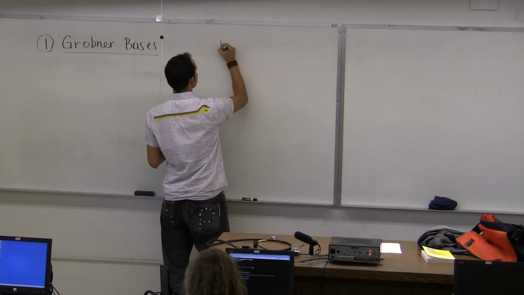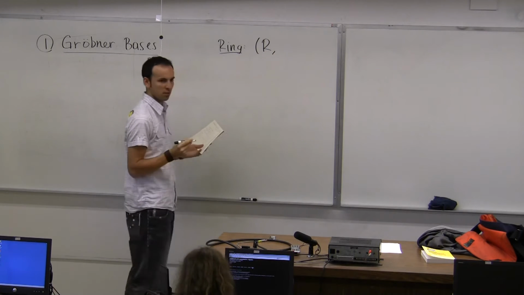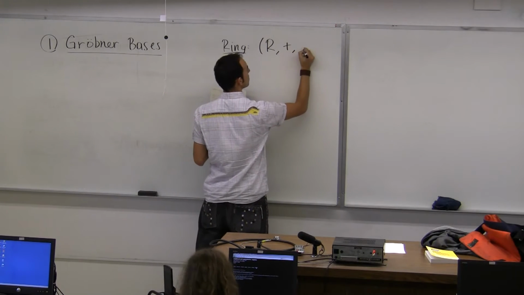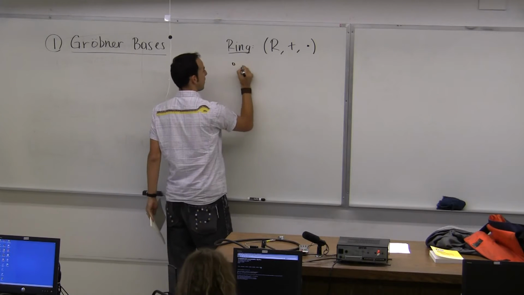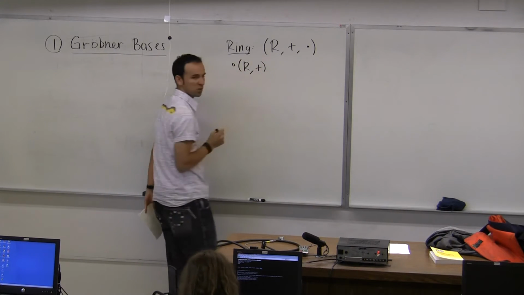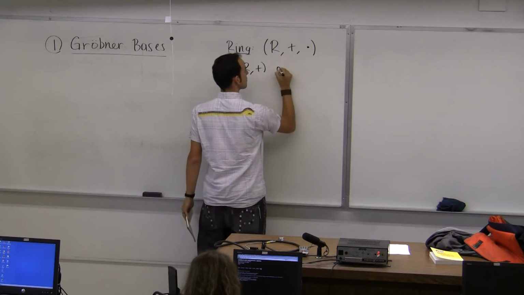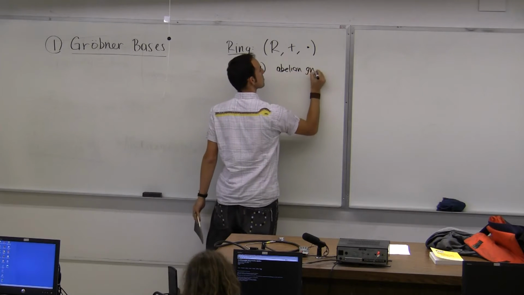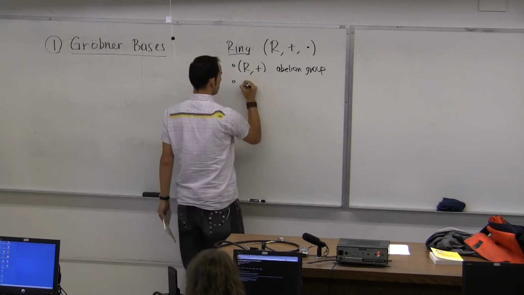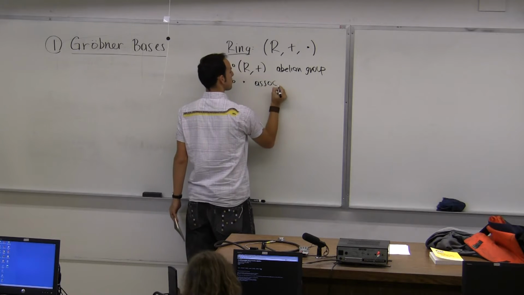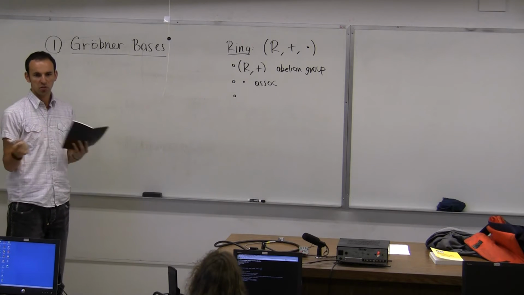So let's just recall a couple of definitions that you guys are familiar with. For example, what's a ring? Well, a ring is a set that we're going to call R together with two operations of addition and multiplication. And you should have the following properties. First of all, if you forget about multiplication and only look at addition, then that's going to be an abelian group. The second property that you need is that multiplication should be associative. And the third property is that addition and multiplication should be distributive.